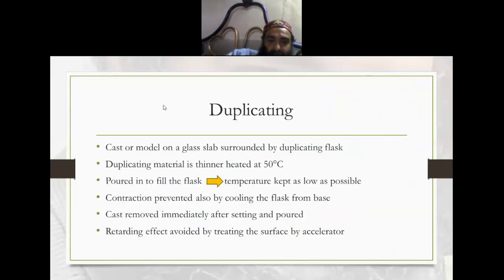And this is the duplication or duplicating.